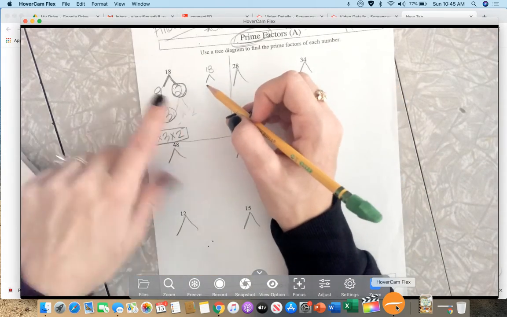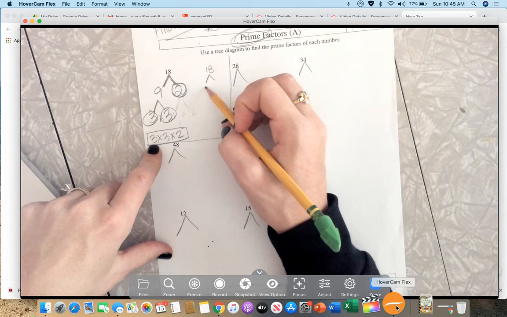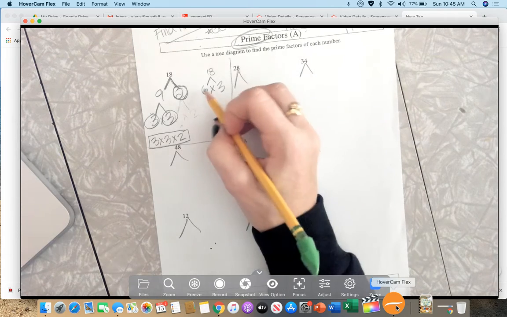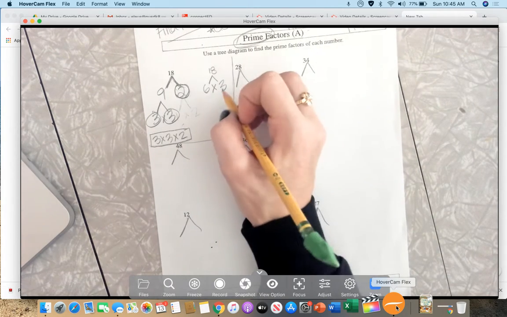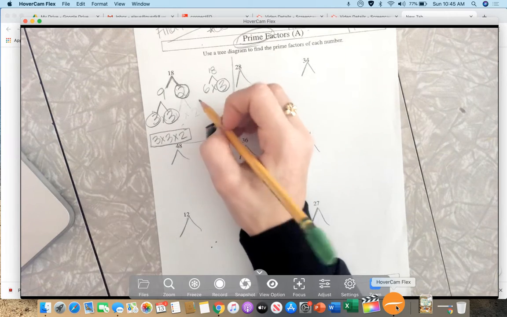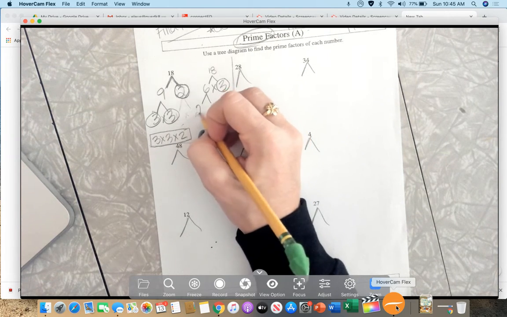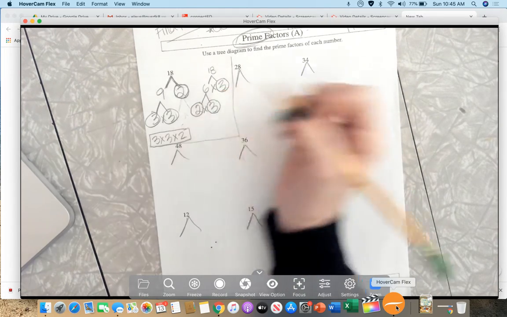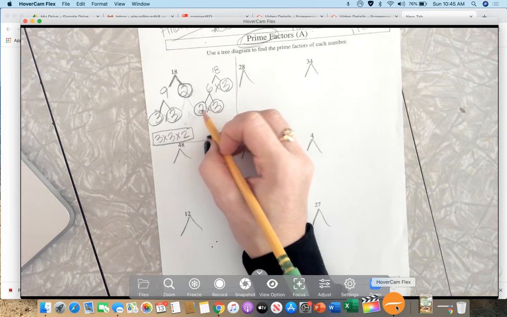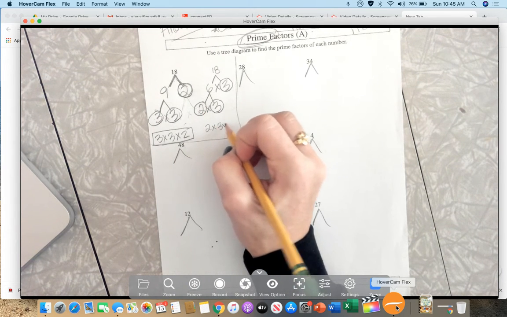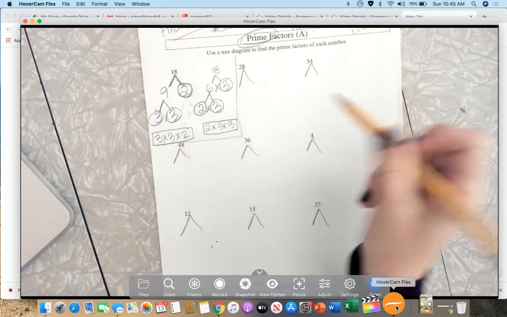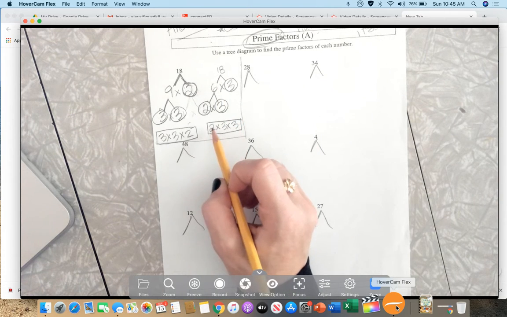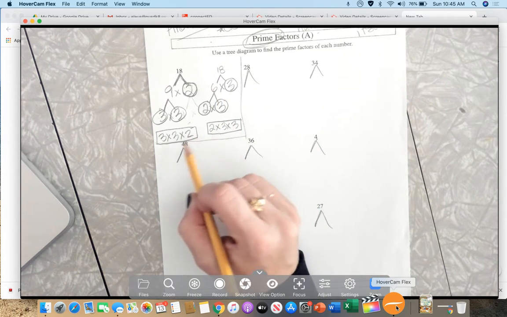Now, I'm going to show you that you can still get the correct answer if you started with a different math fact. What if I did 6 times 3? 6 and 3 gives me 18. 3 is a prime, so I can circle it. I can factor out 6 still to 2 and 3. 2 and 3 are both prime, so I'm going to circle those. And notice I get the same answer. I have 2 times 3 times 3. So this proves that even if you do a different math fact, either 9 and 2 or 6 and 3, you should still end up with the same factorization answer.